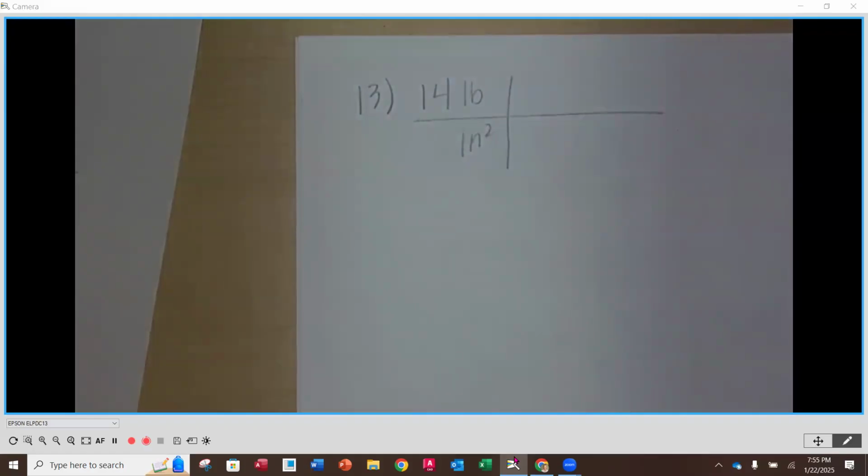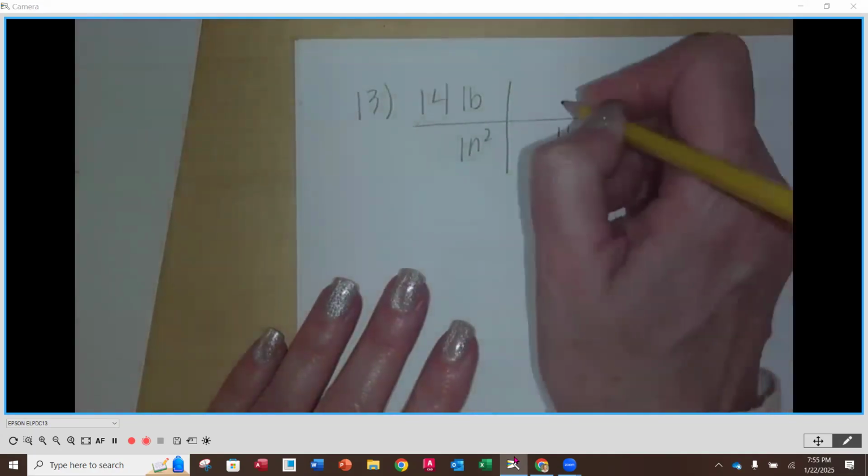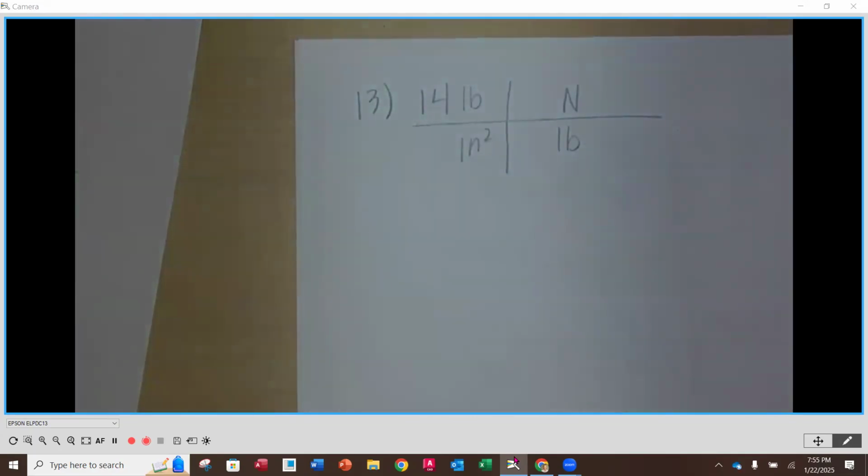And then we want to get this into newtons per centimeter squared, okay? So the first one I'm going to do is my pounds. I might have to have somebody look up how many newtons are in a pound or how many pounds are in a newton. You can get out your phone and look, that's okay. We're all adults here. So I just need to know how many newtons are in a pound. Pounds are going to go on the bottom here. Newtons are going to go on top.